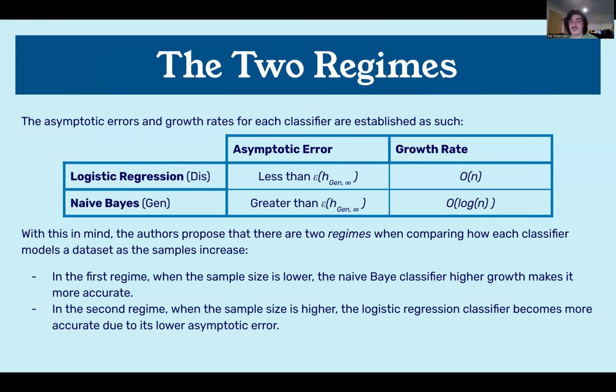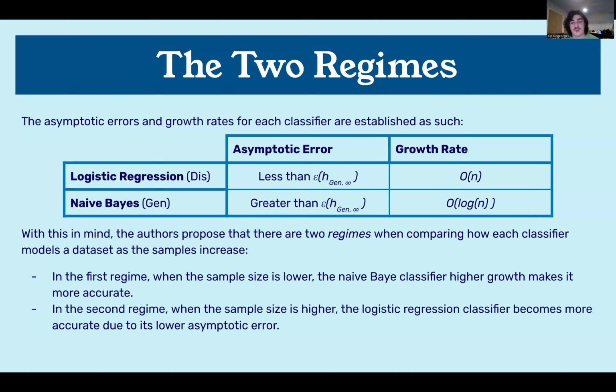And so with these two growth rates proven, we can make this table describing class characteristics of each model. For logistic regression, it has the lower asymptotic error and the slower growth rate of O(n), which means that you need O(n) samples in order to reach asymptotic error. For naive Bayes, it's a higher asymptotic error, a lower asymptotic accuracy, but it only needs log of n samples as opposed to n.